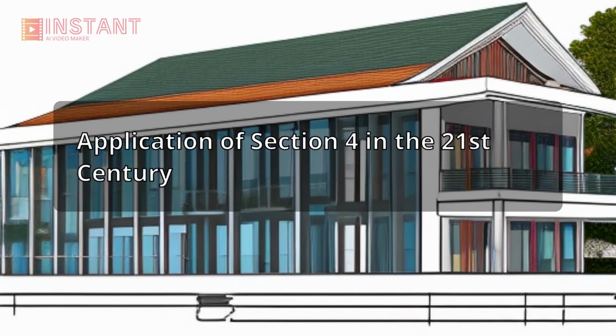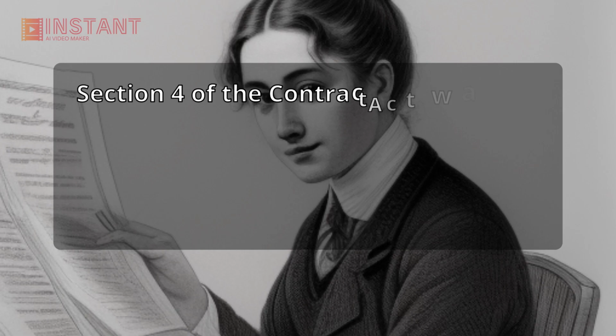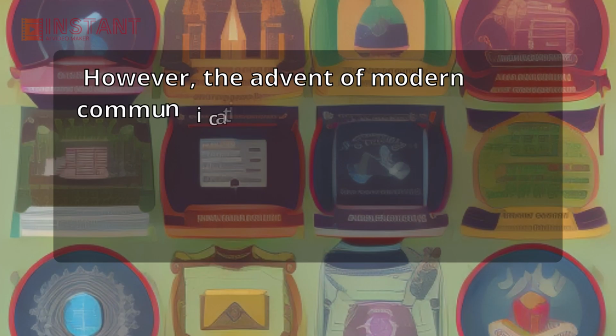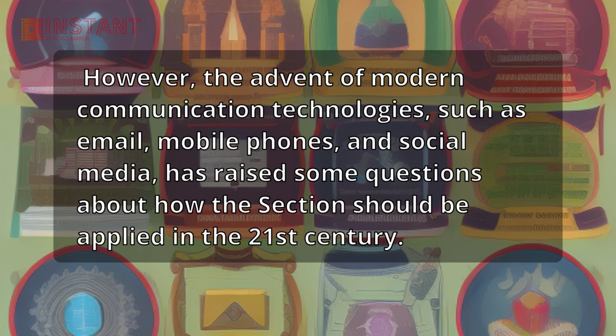Application of Section 4 in the 21st century. Section 4 of the Contract Act was drafted in 1872, at a time when the main methods of communication were post, telegram, and face-to-face meetings. However, the advent of modern communication technologies, such as email, mobile phones, and social media, has raised some questions about how the section should be applied in the 21st century.